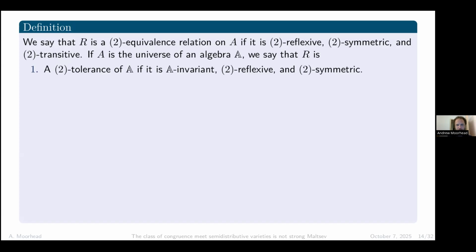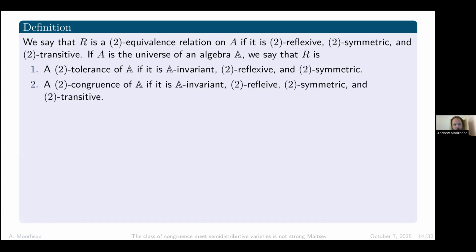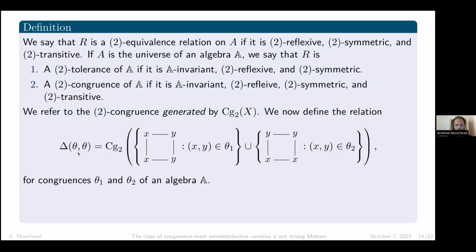And of course, if we're looking at an algebra, then we would say that R is a two tolerance if it is an invariant relation, two reflexive, two symmetric, and a two congruence if it is invariant, two reflexive, two symmetric, and two transitive. So we can, of course, talk about all of the things that we talk about with congruences and subalgebras. For a set of squares, we can talk about the least two-dimensional congruence containing that set of an algebra. And so now we can define, my apologies again, this should be theta 1, and this should be theta 2 right here. So we refer to the two-dimensional congruence, a particular one, and this is what we take to be our delta relation. So we define delta theta 1, theta 2 to be the two-dimensional congruence generated by, well, what are the generators of the matrices?